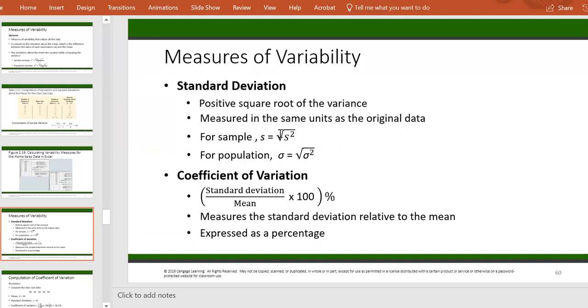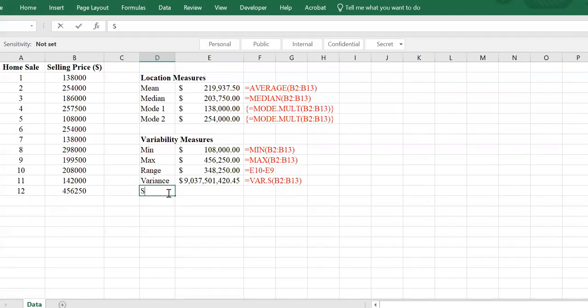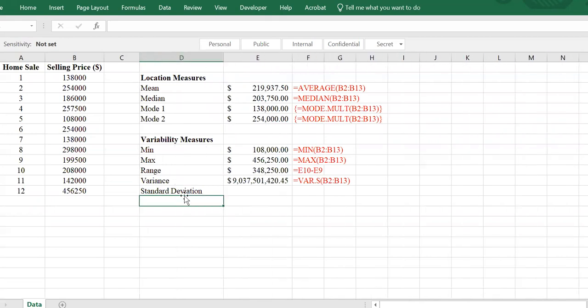Just to make more sense out of it, we usually go with something else that is derived directly from variance. It's just the square root of variance, and it's called standard deviation. Again, since we had two formulas for variance, and standard deviation is just the square root of variance, we can have two formulas in Excel.